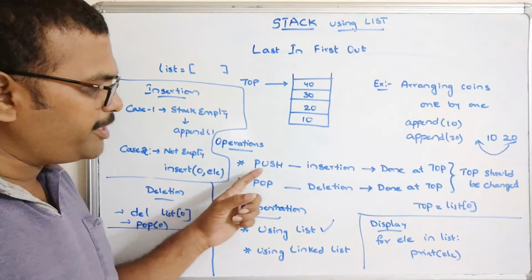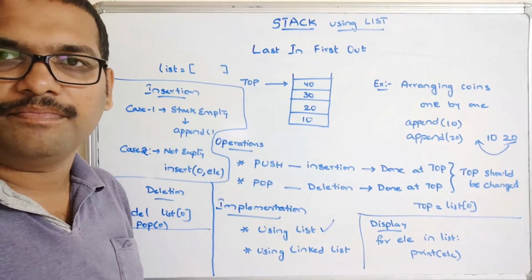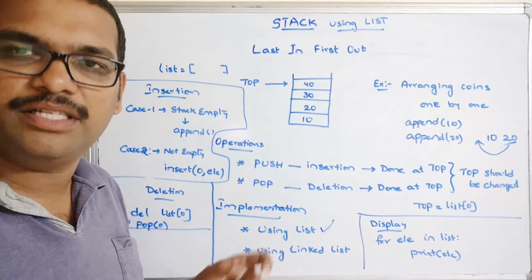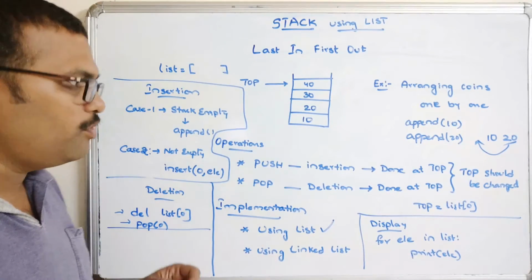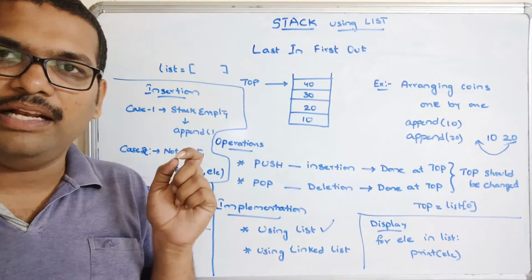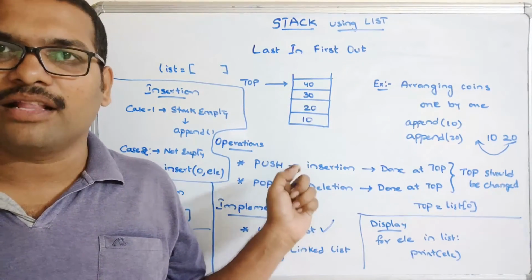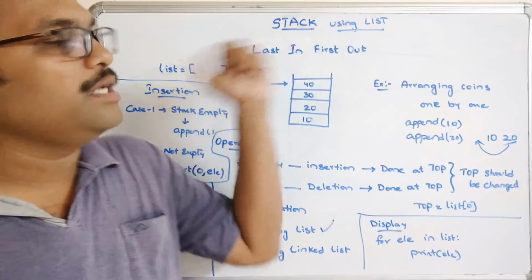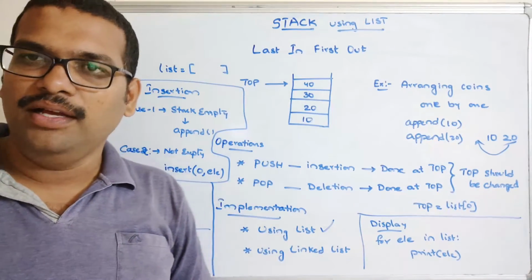So only two operations, push operation and pop operation. Push means insertion, pop means deletion. Hope you understood. So let's stop here. Now we will move on to the interpreter. I will show the execution of the complete stack implementation using list. So let's move on to the interpreter.